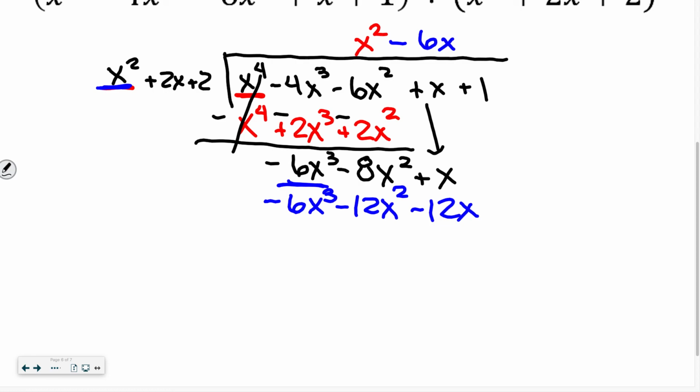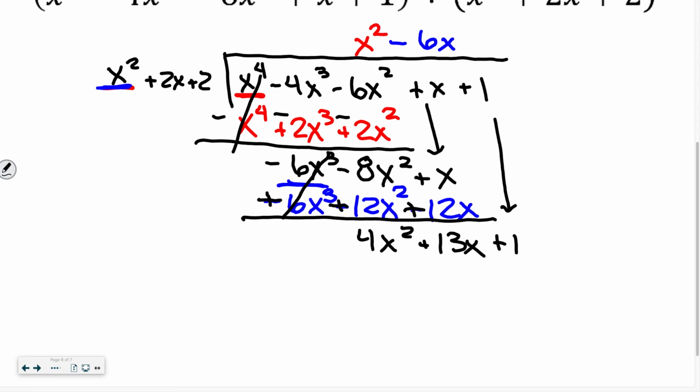Flipping them. Changing their signs. You're subtracting them, which is adding the opposite. So they're all now going to become positive. So that gets me to 4x squared plus 13x, and then I've got a plus 1.